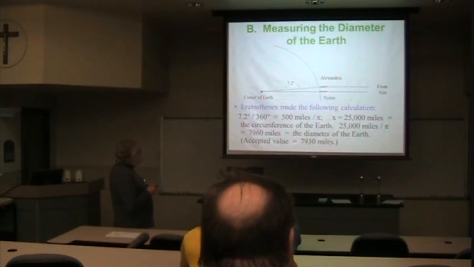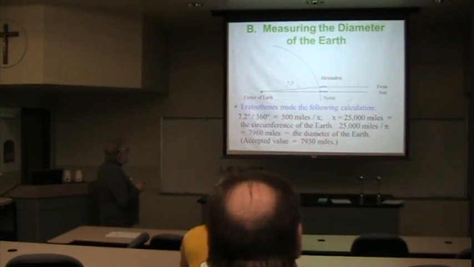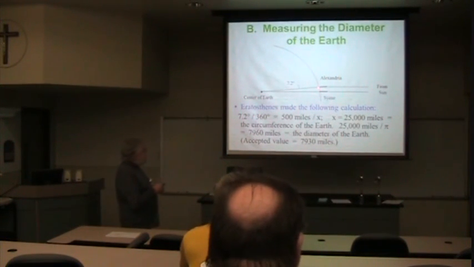At Syene, the sun would be directly overhead. If you go 500 miles farther north, the sun is no longer directly overhead, but is 7.2 degrees south of the zenith. So he made the following mathematical calculation: that 7.2 degrees was to the complete circumference of 360 degrees of the Earth, as 500 miles was to the whole circumference of the Earth in miles. And solving for the unknown circumference of the Earth, we come up with 25,000 miles.